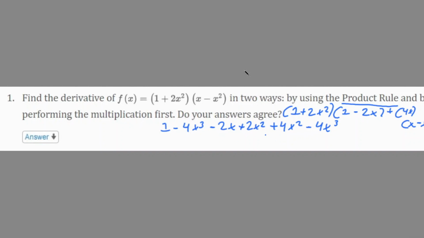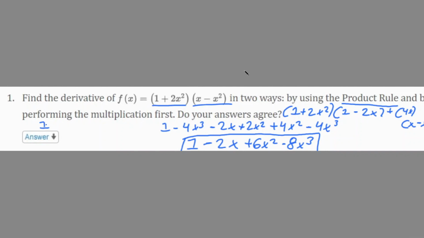Now all we gotta do is let's add the like terms together. So we get 1 minus 2x, and then we get plus 6x squared, and then minus 8x cubed. So that is our answer by the product rule. So let's try using the power rule now. So let's simplify this out from the original function.